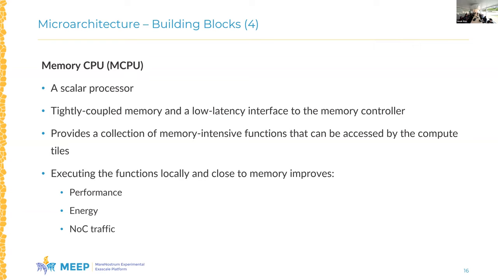So what we will get, by having this smaller core inside the memory engine, is performance improvement and energy improvement, and we can ultimately reduce the NOC traffic through this scalar core, because we are doing memory intensive operations near memory rather than taking data from the memory to the compute node and sending it back.